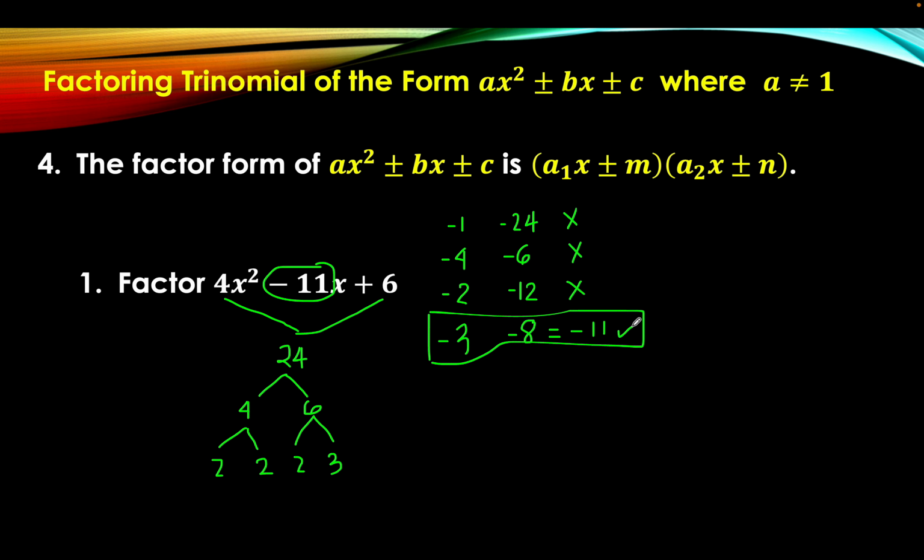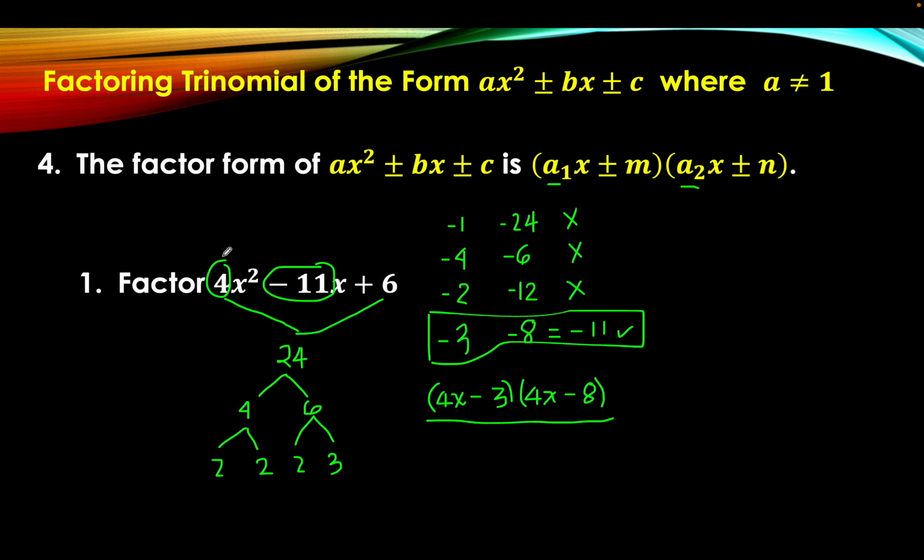Okay. Now, let's write the numbers as factors following the form: the quantity a sub 1 x minus m times the quantity a sub 2 x minus n. All we need to do is just copy the value of a here for a sub 1 and a sub 2 and substitute 3 and 8 for m and n. So we have here 4x minus 3 times the quantity 4x minus 8. Then we're going to divide everything by a.